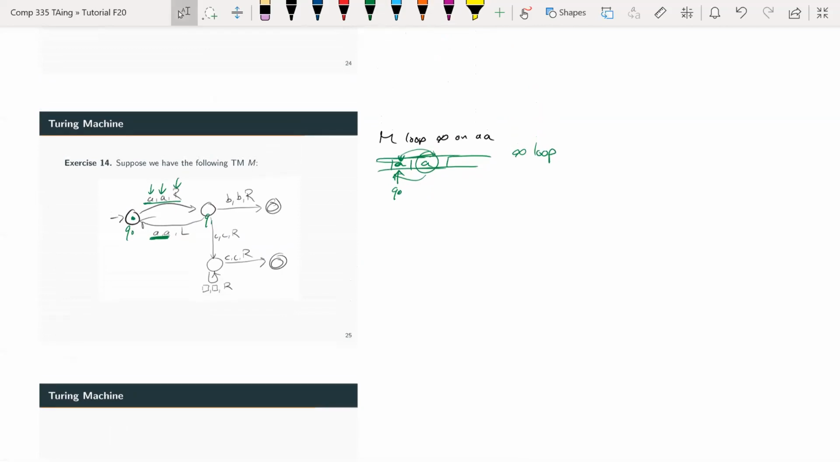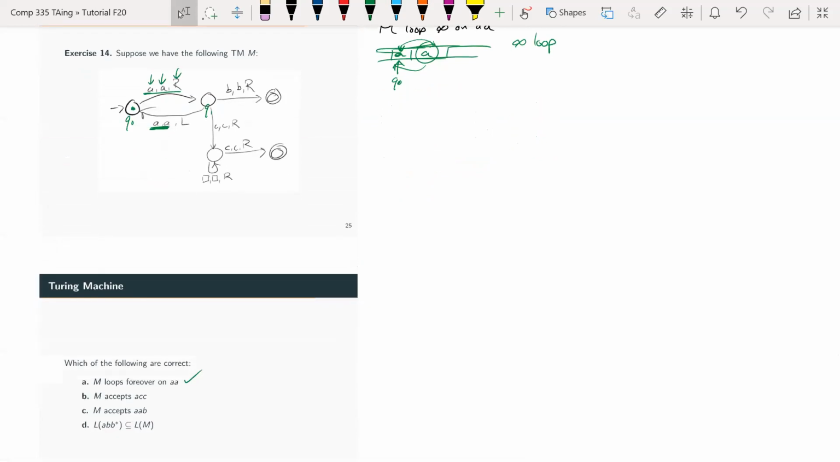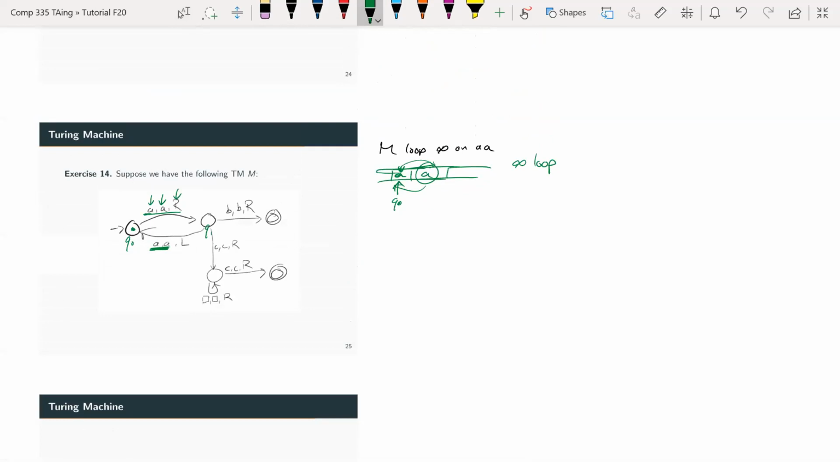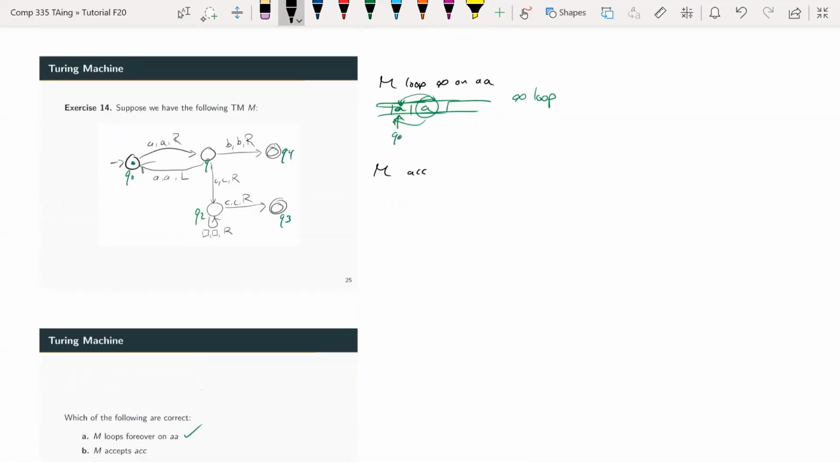Okay. What's the next one? The next one is M accepts ACC. So again, let me erase this. Let's say this is Q2, and this is Q3. Is this true? Again, set up the input tape: A, C, C. You start at Q0 with A. It says that if you start at Q0 and you read an A, write an A and then go to the right. So go to the right, and now you're in Q1.